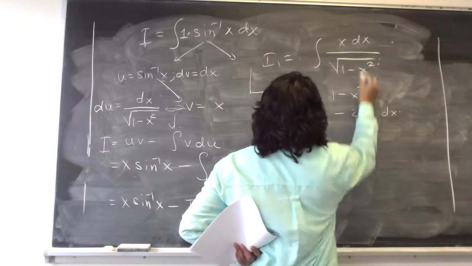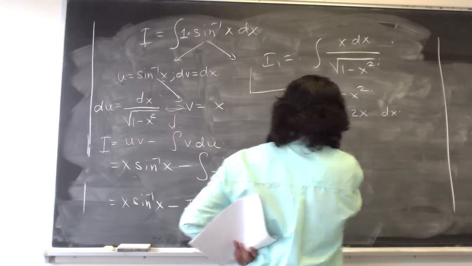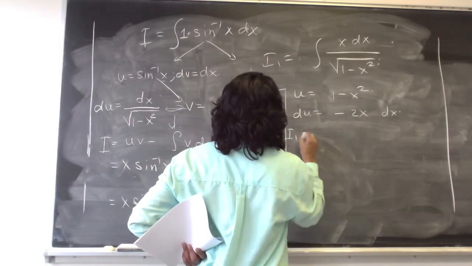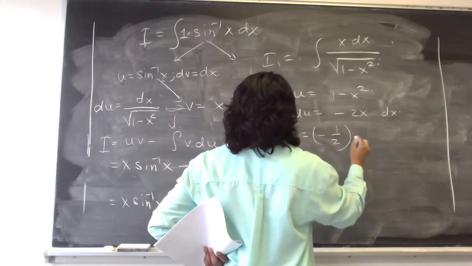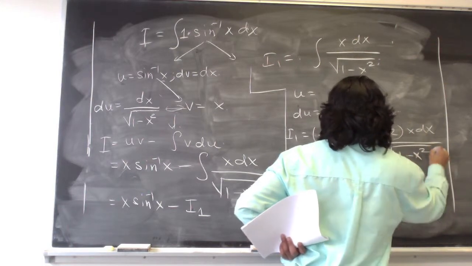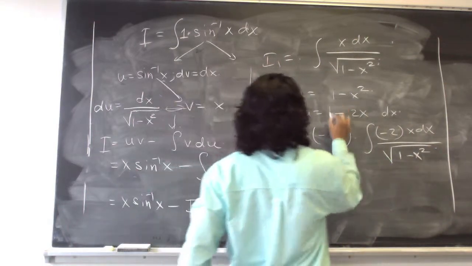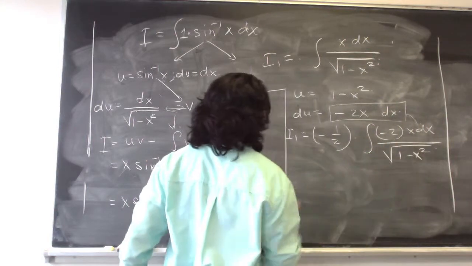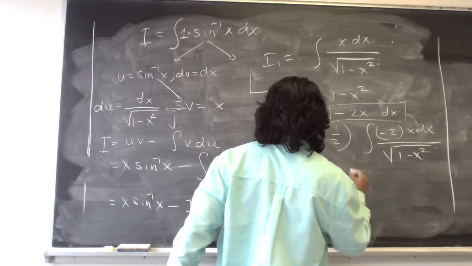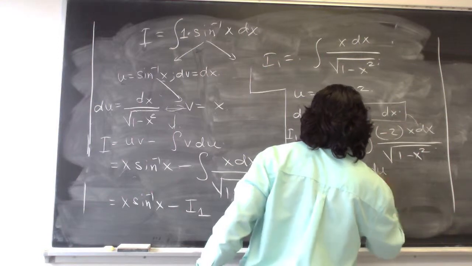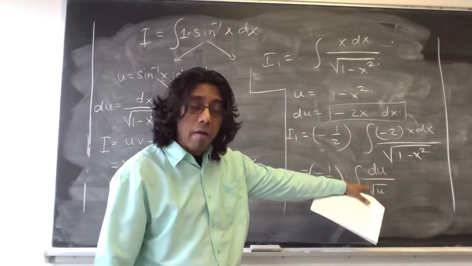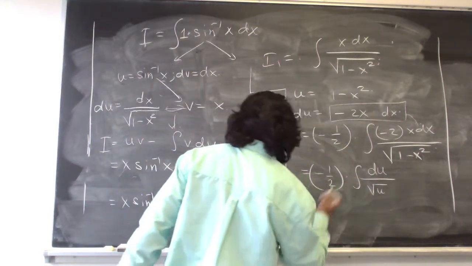Okay, now how about this? We have x dx, we don't have minus 2x dx, so we multiply and divide by minus 2, and you get I1 as minus 1 over 2 times the integral of minus 2 times x dx over square root of 1 minus x squared. Now we are happy because this du is sitting right here, and then you have this u, and we know everything about this integral. It is half times the integral of du divided by square root of u. So it is the integral of u to the power minus half, and we know the integration of this from the table of integration.